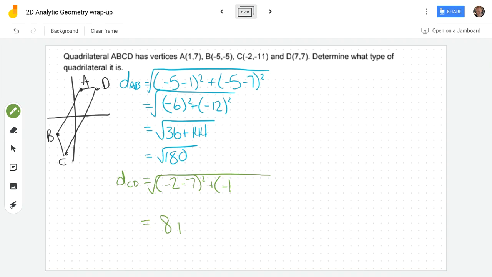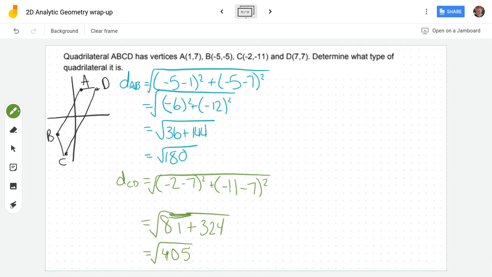C and D, -11 minus 7 squared. Wow. Okay, -11 minus 7 is 18 squared is 324. Anyway, and this is the square root of 405. So these are definitely not the same length, which means it's not a square, a rectangle, a rhombus, or a parallelogram. So we can rule those out, and all we're left with is it's either a kite or a trapezoid.